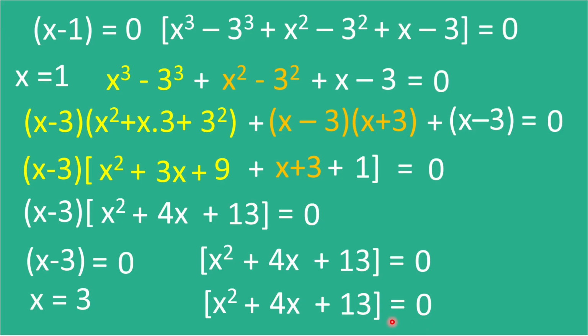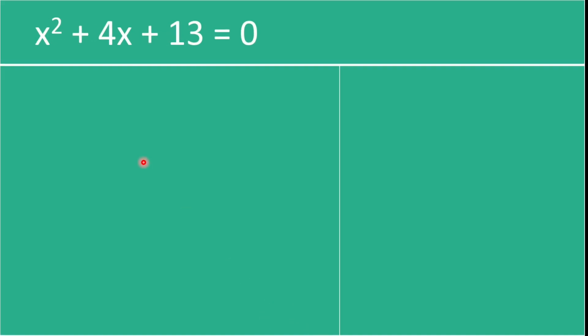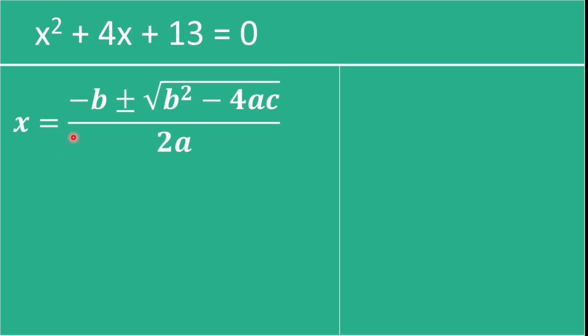So basically this x squared plus 4x plus 13 equals 0 is a quadratic equation, and we can use the quadratic formula to find out the values of x from here. So let's use the quadratic formula for this x squared plus 4x plus 13 equals 0. According to the quadratic formula, x equals minus b plus minus square root of b square minus 4ac, divided by 2a, like this. And here we have a equals 1, b equals 4, and c equals 13.